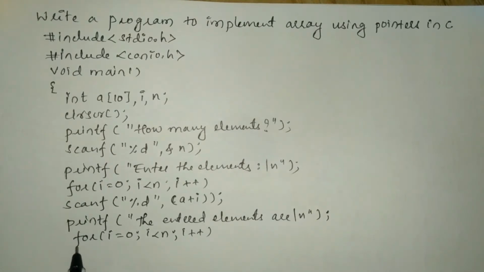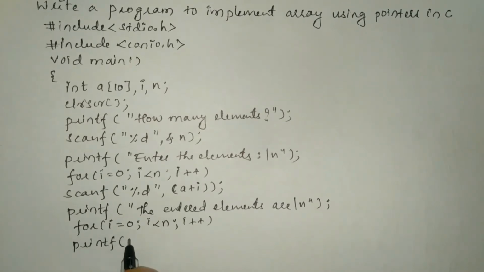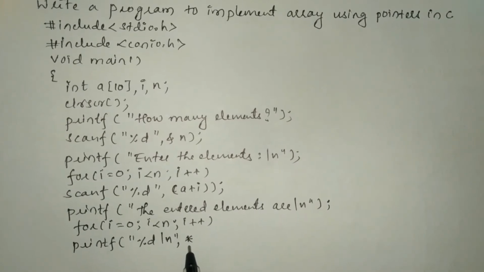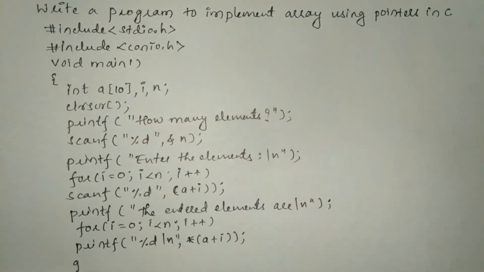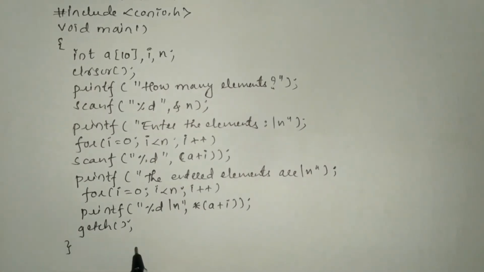Now I have to print them using a printf statement. So what I'm going to do here is write printf, and here in double quotation marks I'll write format specifier %d \n, end the double quotation mark, put comma, and whenever we write a plus i, that is an address, and whenever I write the asterisk symbol, it is also called the indirection operator. That always returns the value stored in the address. Here I'm going to write asterisk, bracket, a plus i, close the bracket and put a semicolon. Now I'm going to write the getch function and the curly closing brace for the main function.